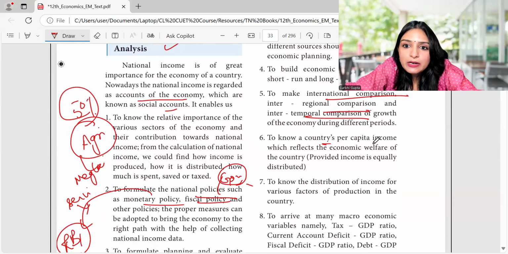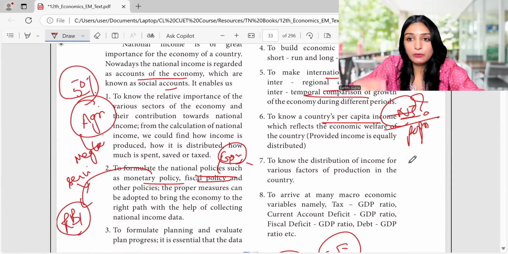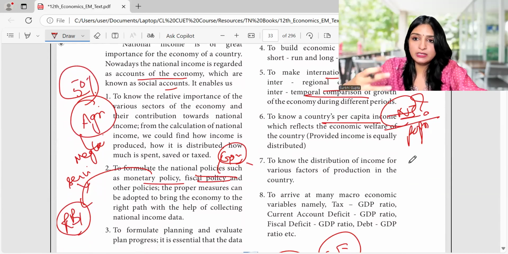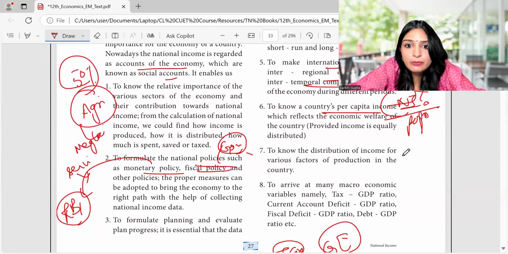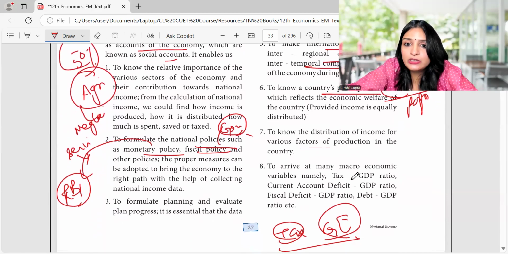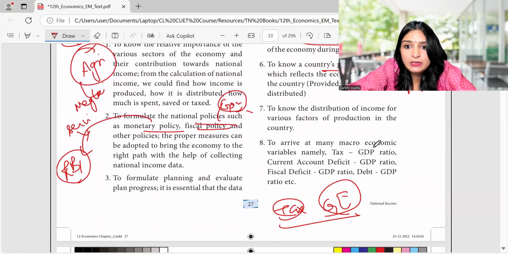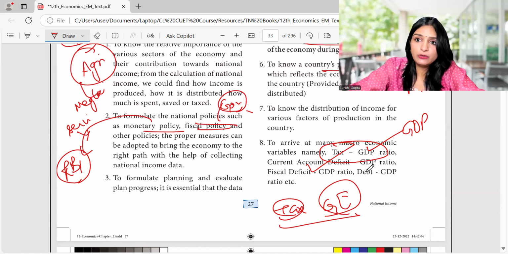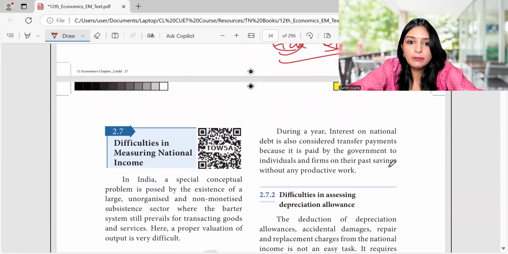To know a country's per capita income, obviously per capita income is national income divided by population. If you don't have national income, how will you know the contribution per person, or the average per person contribution in national income? To know the distribution of income among the various factors of production, it is important. Then to arrive at many macroeconomic variables like the tax to GDP ratio, and the current account deficit as compared to GDP. For everything you need GDP, you need a base. If you don't have GDP, then how can you compare the ratios?